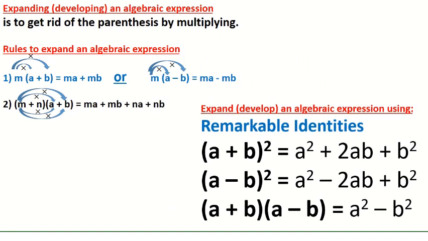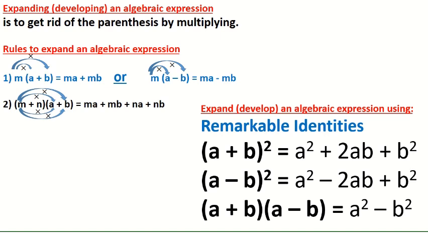Here we go for the remarkable identities. The remarkable identities are special terms. Why are they special? Because their answers are direct. You can write them directly without expanding all the steps needed. So if you have (a plus b) squared, the answer is directly a squared plus 2ab plus b squared.